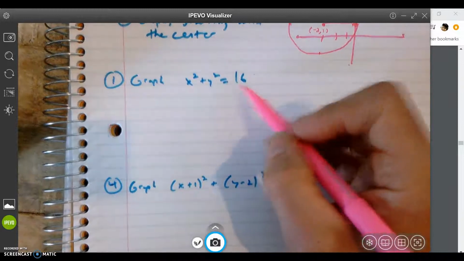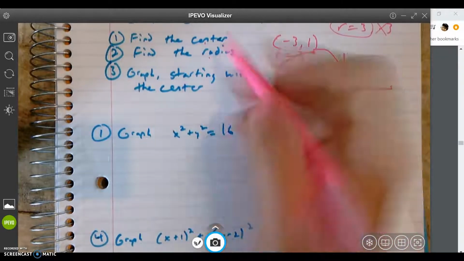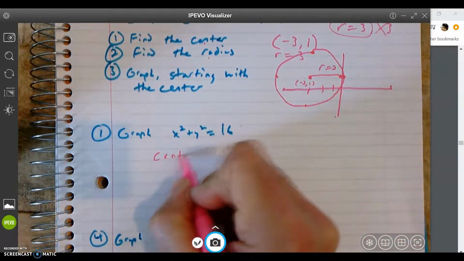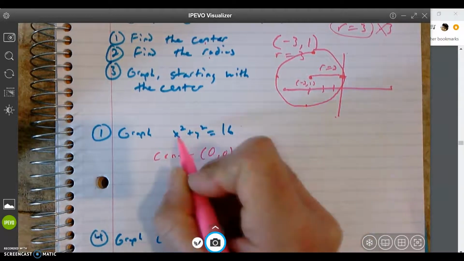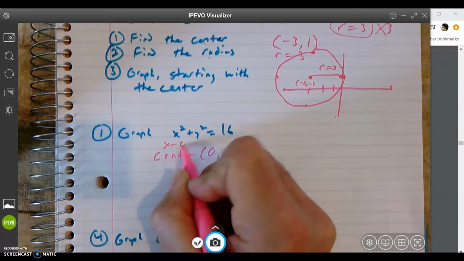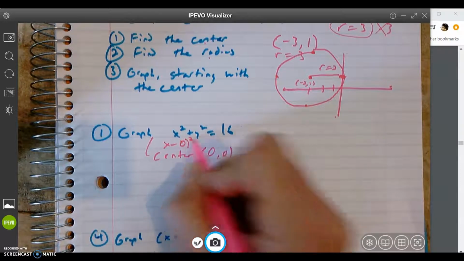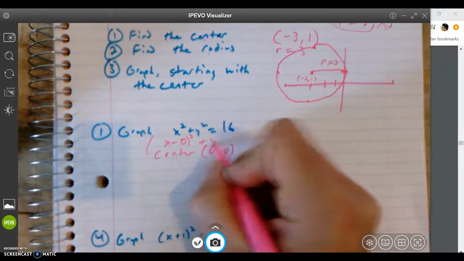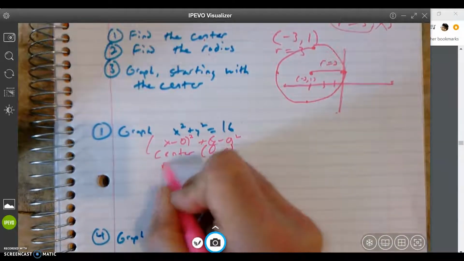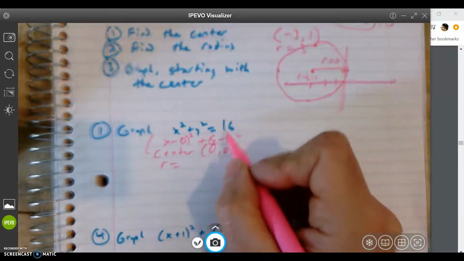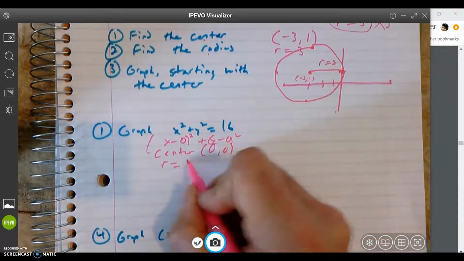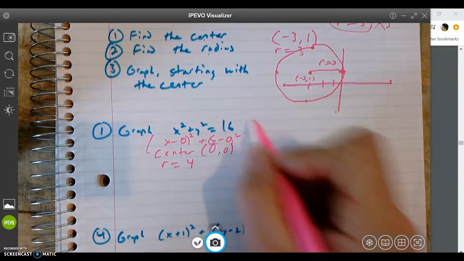So x squared plus y squared is 16. Step 1, what do we do? Find the center. In this case, the center is the origin 0, 0, because this is x minus 0 squared and then y minus 0 squared. What's the radius? That's the next step. Oh yeah, you're right. It's 4, because 4 squared is 16.